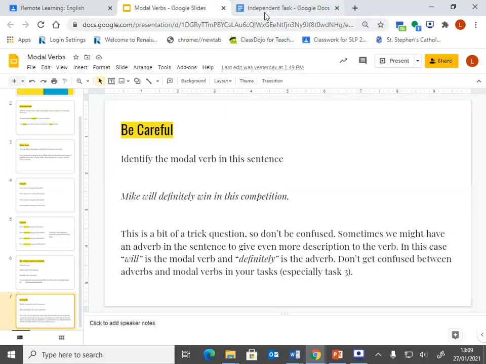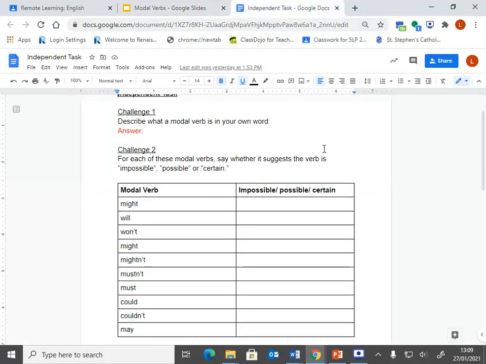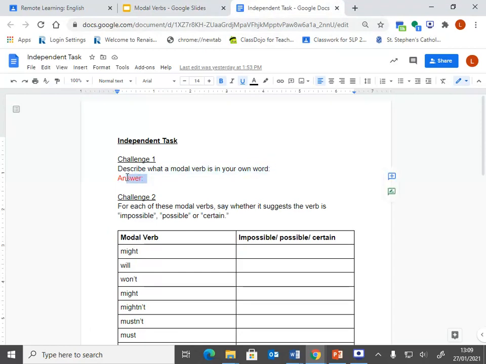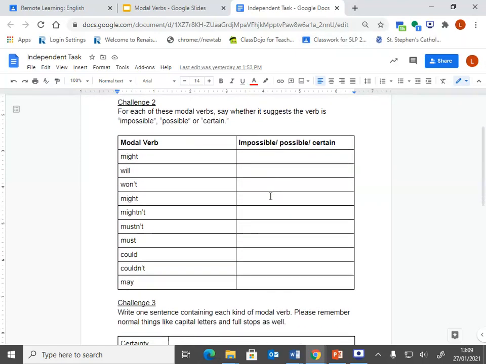So let's have a look then at your independent task. Challenge 1 is for you to describe what a modal verb is in your own words. Now, please don't copy and paste this. I can look up, if I want to, what Wikipedia says a modal verb is, or what Google says a modal verb is. I want you to demonstrate that you understand what a modal verb is, please.